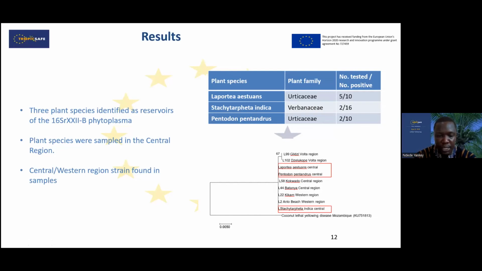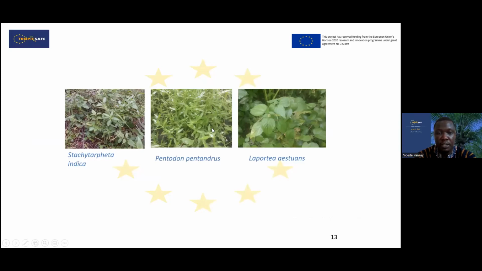Now, we did sequencing of the samples, and we observed that the phytoplasma strain that was found in the alternative host plants was the same type associated with the disease in the central and the western region, not the Volta region strain. So these are the pictures of the alternative host plants we have identified: Stachytarpheta indica, Pteroda petandrus, and Laportea aestuans.